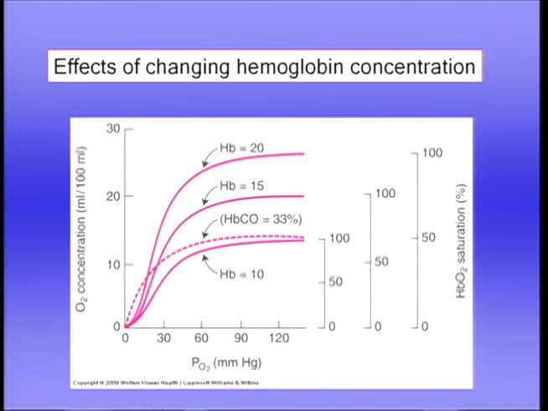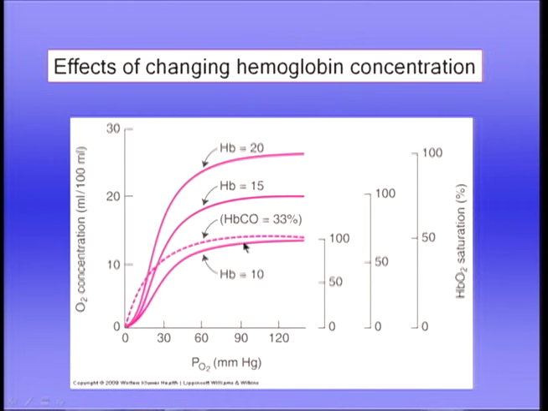Now, if we increase the hemoglobin concentration to 20, that's called polycythemia, which happens, for example, at high altitude. Now you can see that for a normal PO2 of 100, the saturation is still 100, but the oxygen concentration is very much greater because, of course, of the increased amount of hemoglobin.